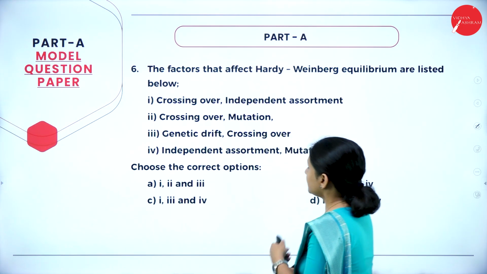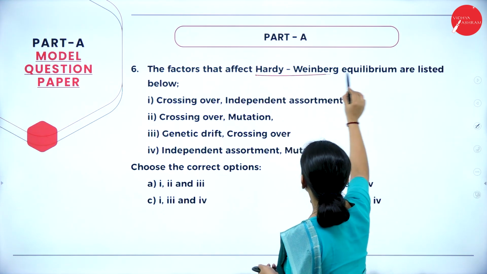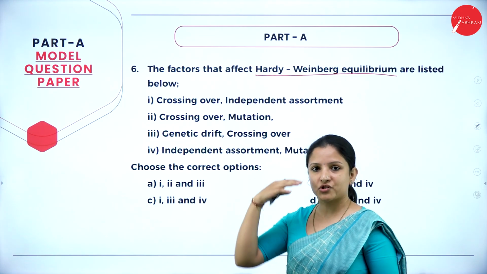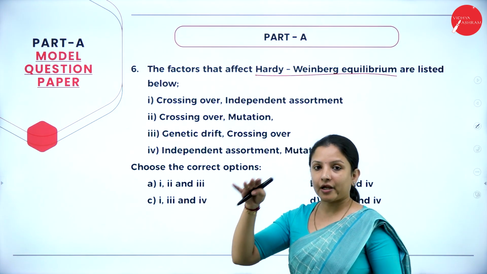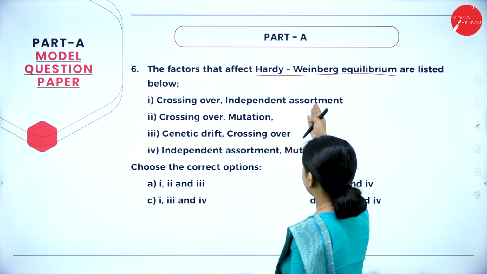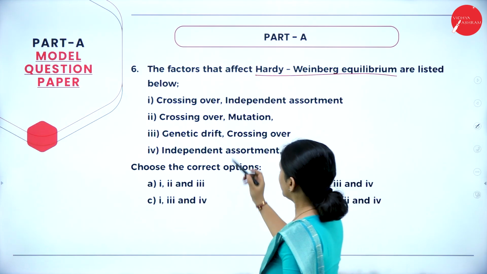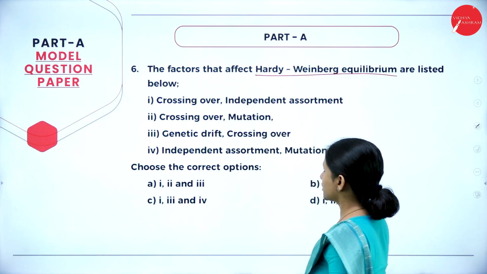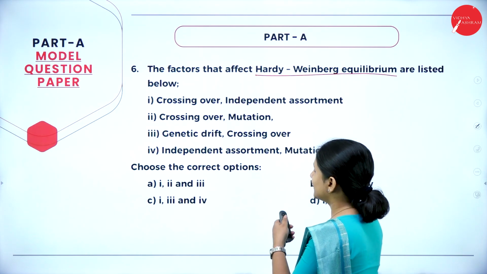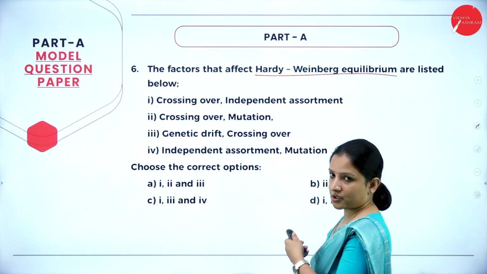Moving further. The factors that affect Hardy-Weinberg equilibrium are given below. This is a direct question. There is a set of factors given in the textbook, factors affecting Hardy-Weinberg equilibrium. Here they have given a number of factors, and we need to choose the correct one. The first option is crossing over, independent assortment. The second option is crossing over, mutation. The third option is genetic drift, crossing over. The fourth option is independent assortment and mutation.